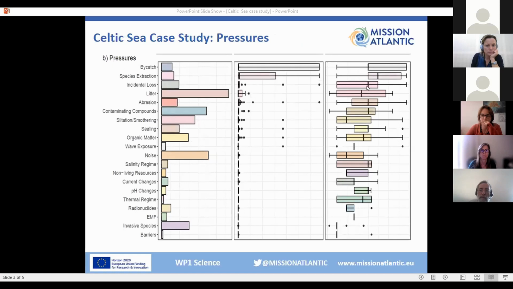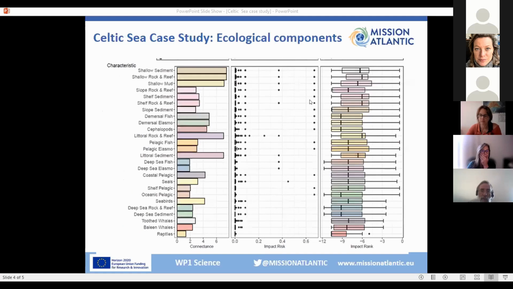The key pressures that come out of the system are most notably those that are linked with fishing. Bycatch and species extraction came out as the most critically important factors, followed by things like incidental loss, which is also a fishing-related impact, litter, which is also a fishing impact, and abrasion, also a fishing impact. When we looked at the top scoring pressures, the bulk of them linked to fishing, but other sectors also contributed. So all these top pressures are pressures that fishing contributes to. I'll move on to the next one, which is the ecological components.